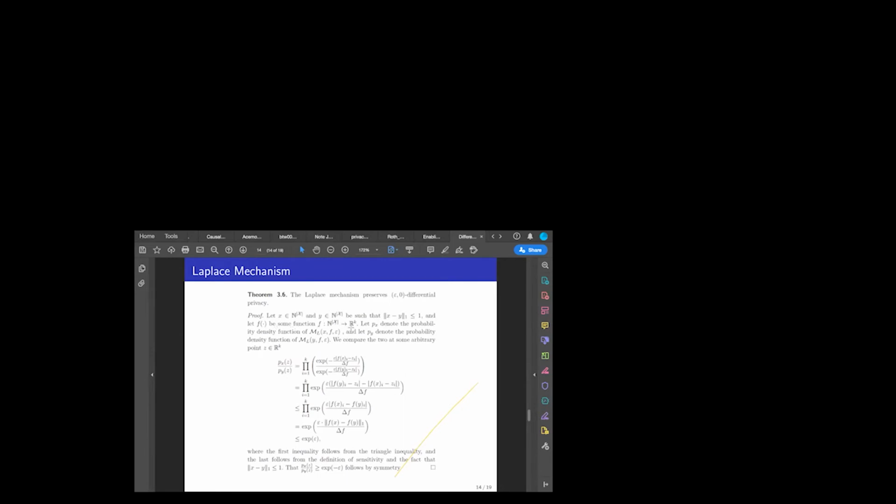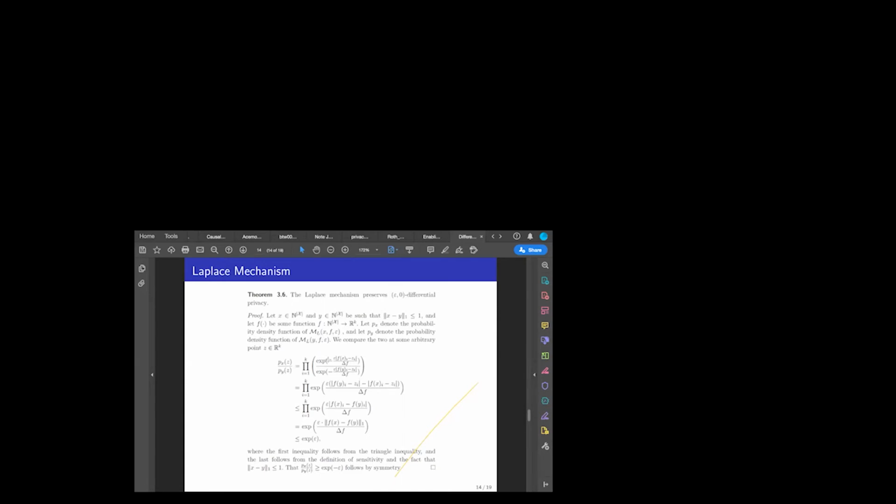They differ in one record, and f is some query function which maps the database to some vector in R^k. So Px denotes the probability density function of the mechanism which takes as input the database X, the query function, and epsilon. And Py denotes the probability density for the same mechanism which takes in Y as the input.